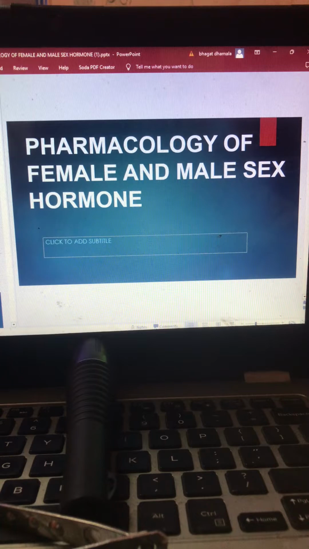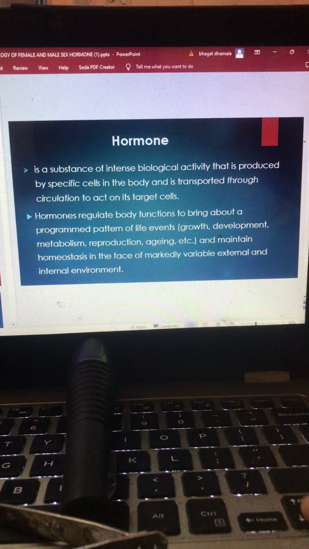Before moving on towards the topic, I would like to discuss what a hormone is. Hormones are substances of intense biological activity that are produced by specific cells in the body and transported through the circulation to act on their target cells. Hormones regulate body functions to bring about the programmed pattern of life events, usually growth, development, metabolism, reproduction, aging, etc. They also maintain homeostasis in the face of markedly variable external and internal environments.